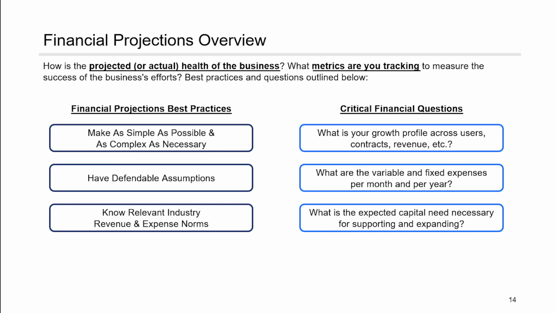Next, let me talk about some of the critical financial questions, meaning if I'm the person that's listening, what's running through my head when you're talking to me about your financials? Now, typically the financial slide is one or two charts that show projected revenue, projected expenses, and projected profit for the first 3 to 5 years of a startup.